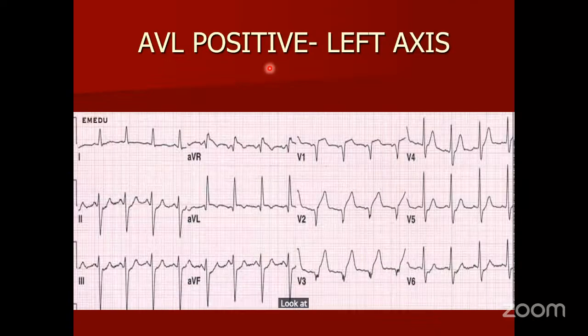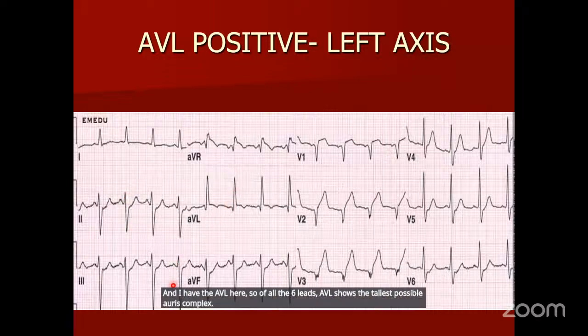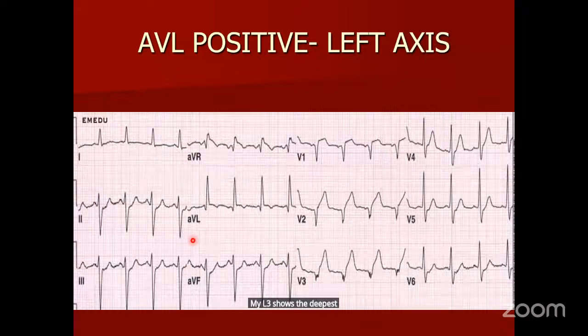Look at this electrocardiogram. First I look at all the 6 limb leads, lead 1, 3, and I have AVL here. Of all the 6 leads, AVL shows the tallest positive QRS complex. My L3 shows the deepest negative QRS complex. So the impulse is going away from the right side leads and towards the left side leads. I have a left axis deviation.